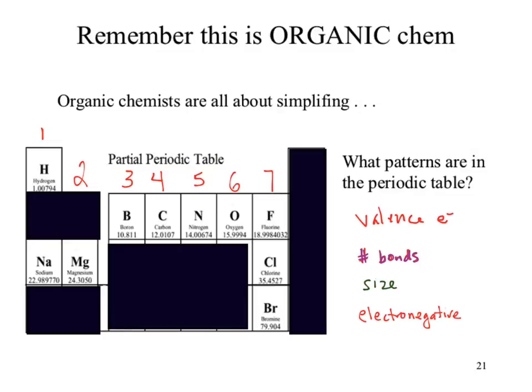Remember, organic chemists can't count beyond 10. So cool. We now have our valence electrons. How about size? Because bonds is going to be tricky. What can you tell me about size? This is actually going to be an important one.